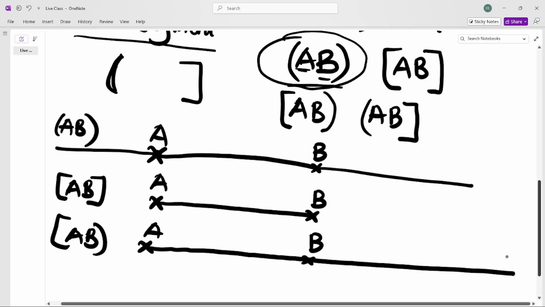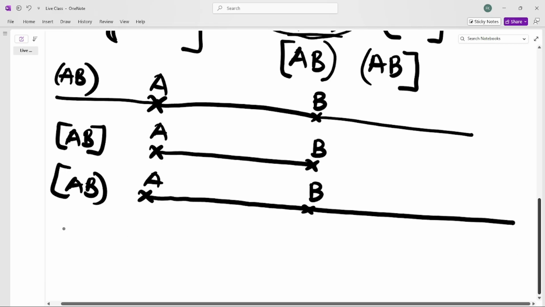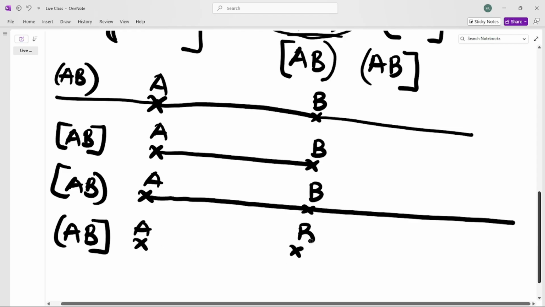Does it make sense? Yes, sir. Good. And the last one is A, B, and this one is closed. So it means, who will guide me on this one? Let me put the point A and point B. Who is going to, yeah, Alice.